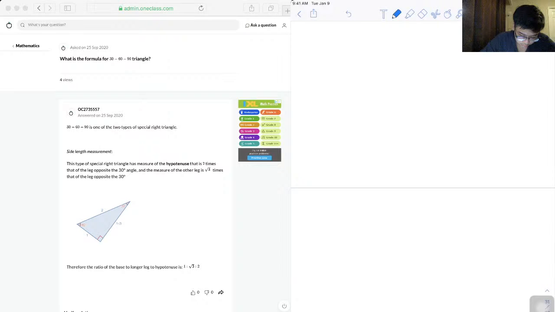It's asking about the formula of a 30, 60, 90 triangle. So there's one important thing we need to remember: it is one of two types of special right triangle. As you can see, there's a 90 degrees there. And yeah, I wrote it down.